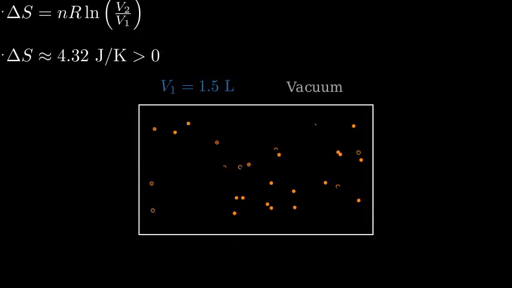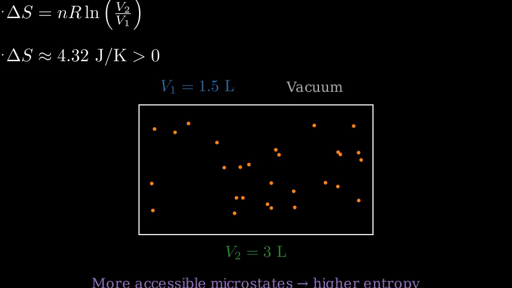Visually, as the gas spreads from the left half to fill the entire container, the number of accessible microstates increases, which corresponds to an increase in entropy. That is why the entropy change is positive.